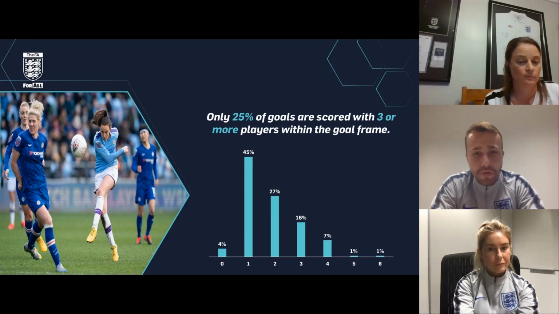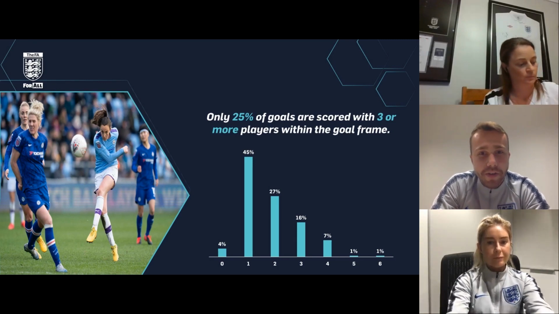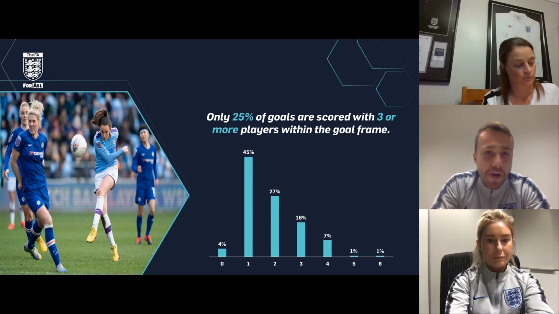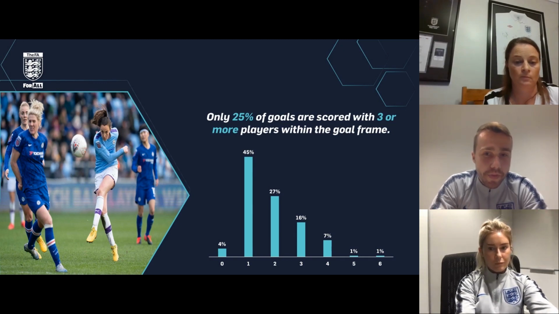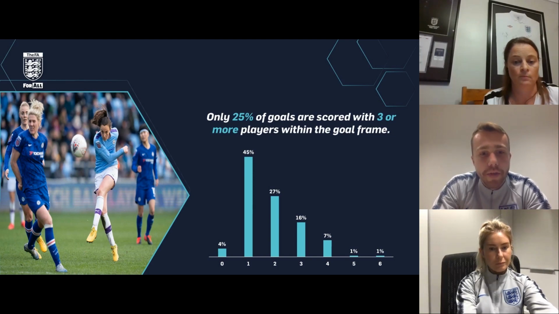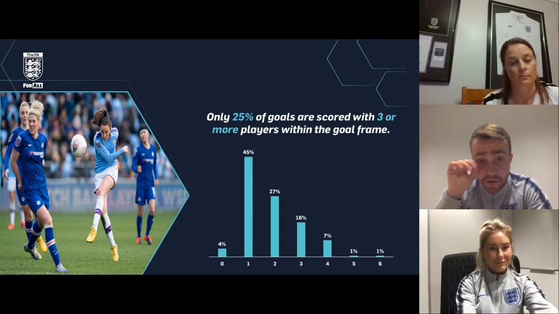So the goalkeeper's assumed, it's how many additional defenders. So we've said three or more players in the way of the shot. Actually, there's only 25% of goals scored that way. So we're suggesting the more players you get in the way of the goal frame, fill the frame, you've got a better chance of stopping conceding. Probably common sense, so we're just trying to delve into this data.